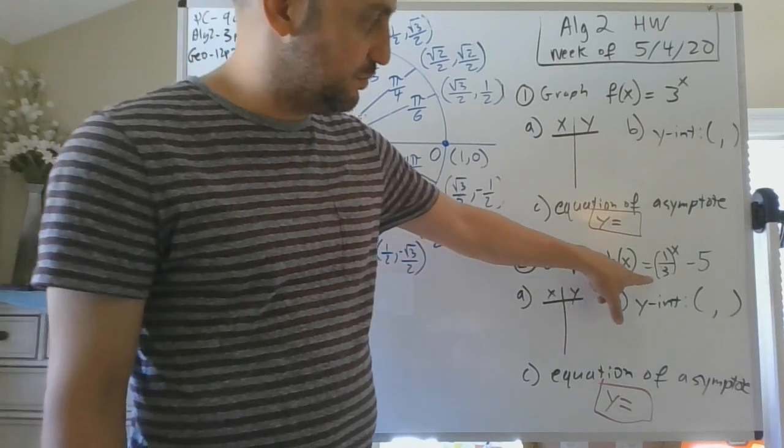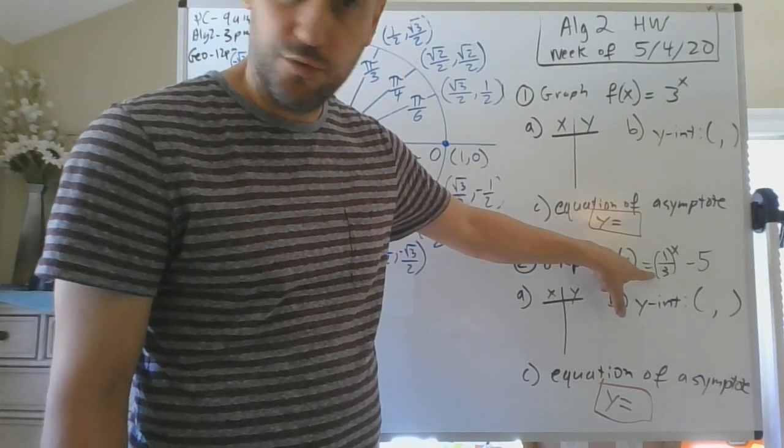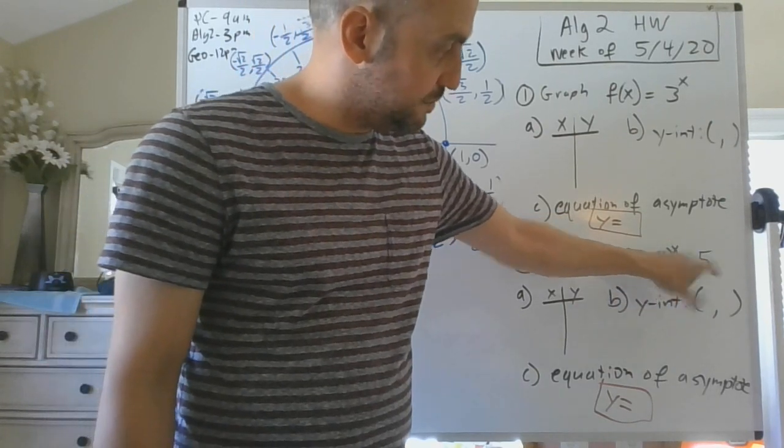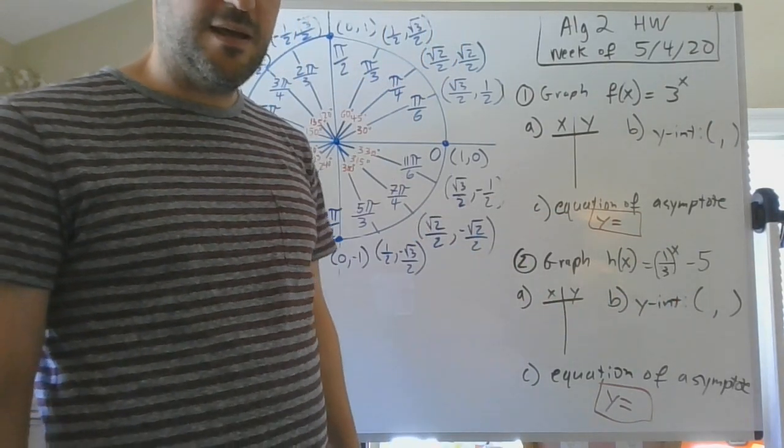And then this one's just a little bit more complex. It's 1 over 3 to the power of x, and then it's going to be minus 5. So that's going to be shaken up a bit. Try your best.